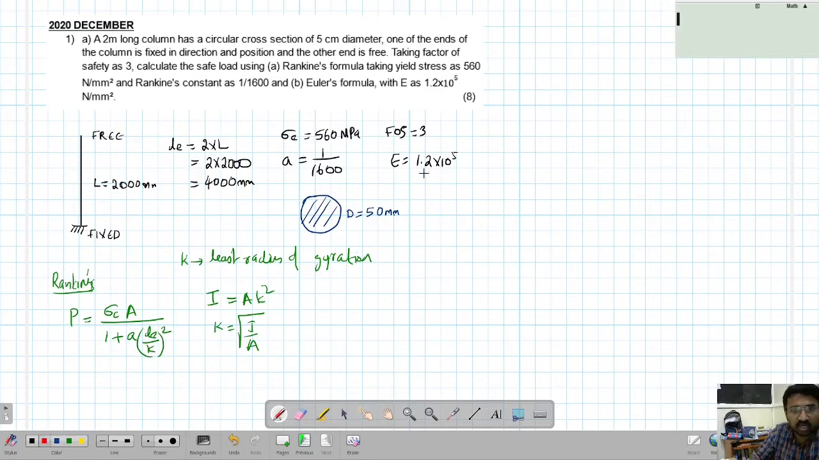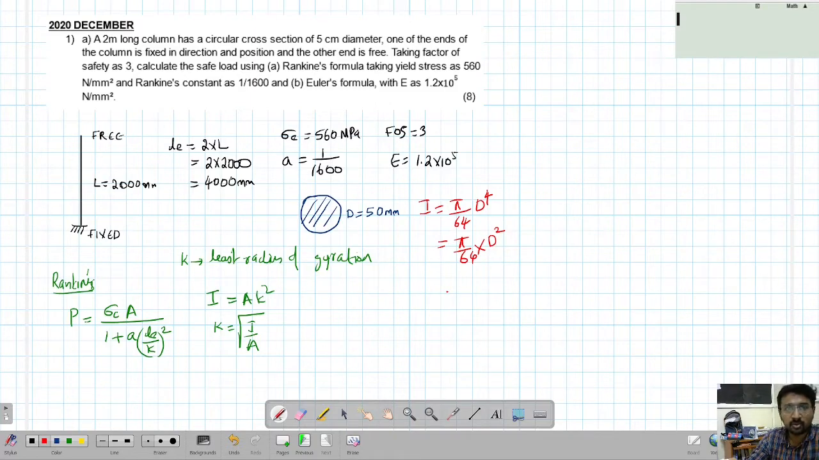So first I will calculate I of the section. I is pi by 64 into d to the power 4. You can also avoid calculating this, and I'll show you how to do that later. But for now, let's calculate this. So let's take the calculator out.